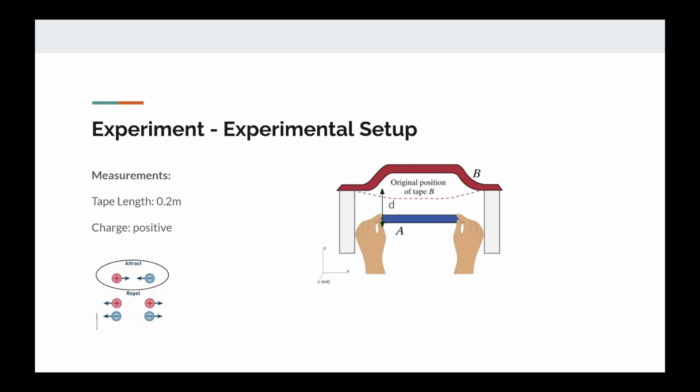In another experiment, the charge was determined to be positive because the tape was first suspended off the edge of the table and was brought near a negatively charged pen. Since it attracted this pen, we can conclude that the sign of charge on this top tape must be positive, because if it was negative, it would have repelled the negatively charged pen.